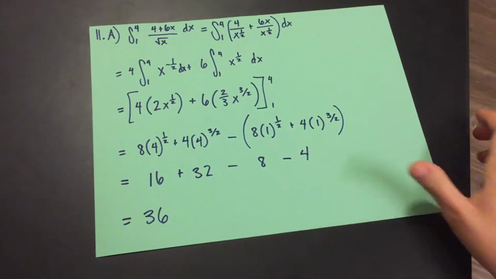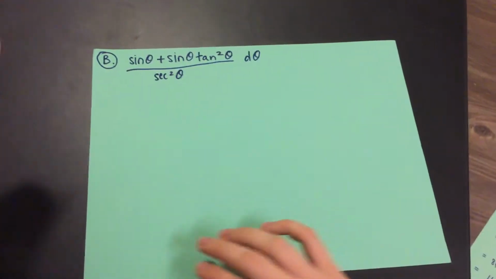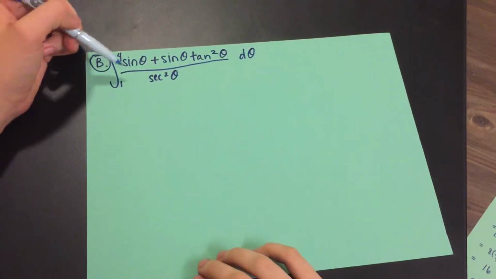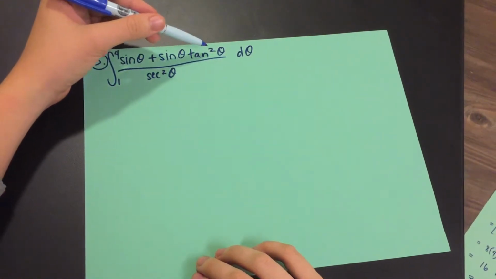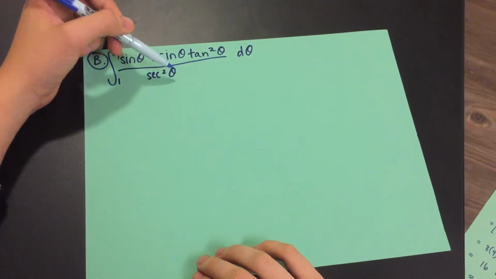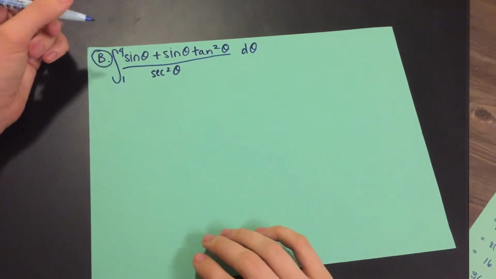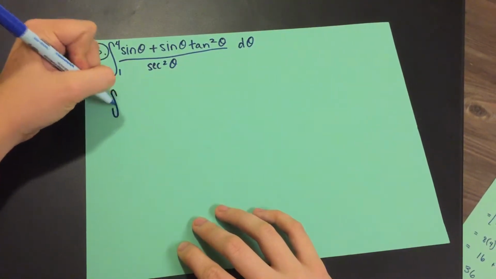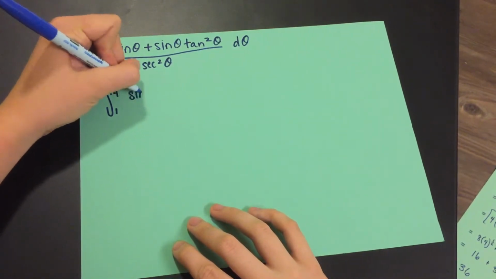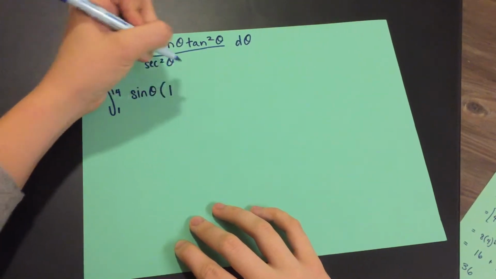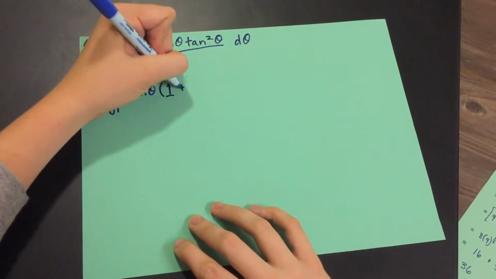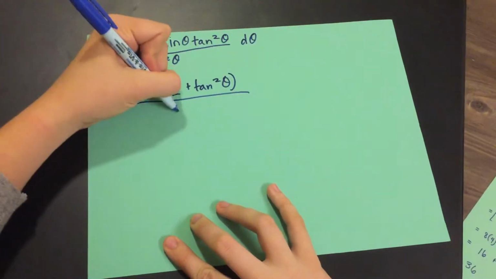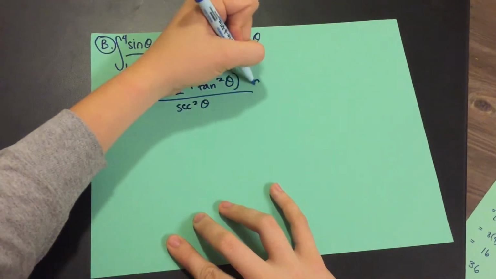All right, so our next integral, we have the integral from 1 to 4 of sine theta plus sine theta tan squared theta over secant squared theta. So to simplify this, or to rewrite it, we're going to pull out a sine theta from the top. That becomes 1 plus tangent squared theta all over secant squared theta.